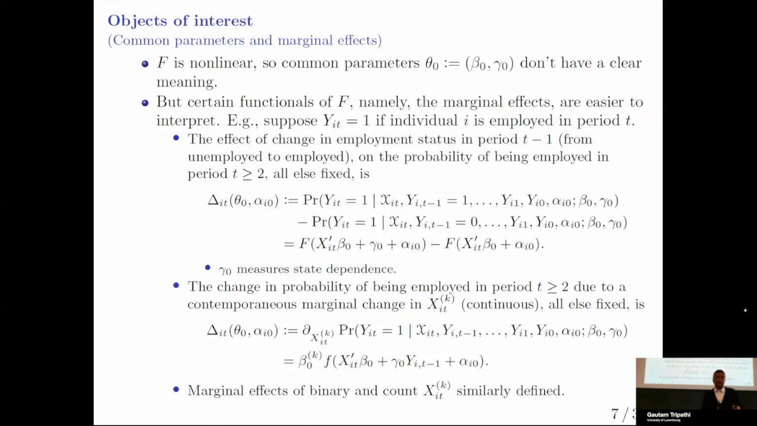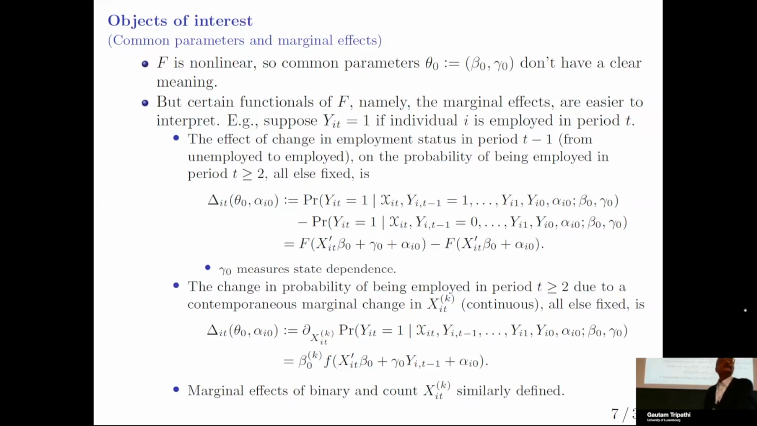On the other hand, there are functionals of F, the marginal effects, which are easy to interpret, and typically in nonlinear models, when economists report effects, they report these marginal effects. So in this paper, the main object of interest will be the marginal effect. For example, the effect of a change in employment status in a previous period on the probability of being employed in the next period is basically this contrast.